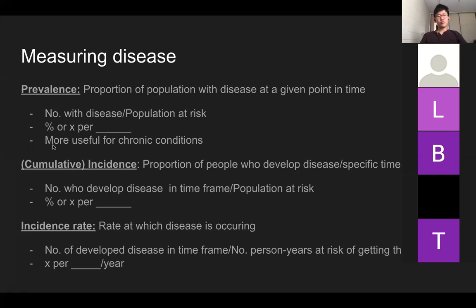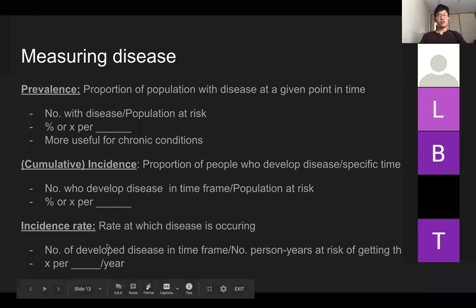Again, prevalence is more useful for chronic conditions. Incidence is more useful for infectious diseases. And incidence rate is a measure of incidence, but relative to person years. So you do it in number of person years at risk of getting disease.